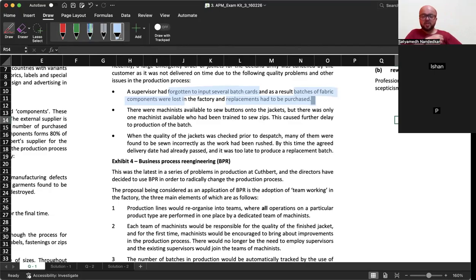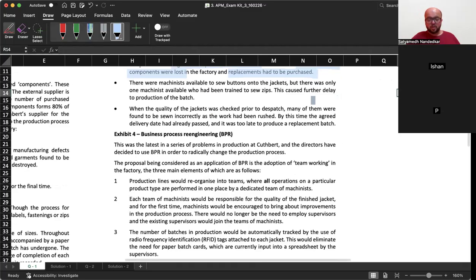When the quality of jackets was checked prior to dispatch, many of them were found to be sewn incorrectly as the work had been rushed. तो कुछ sewing में भी problem था. By the time the agreed delivery date had already passed and it was too late to produce a replacement batch.